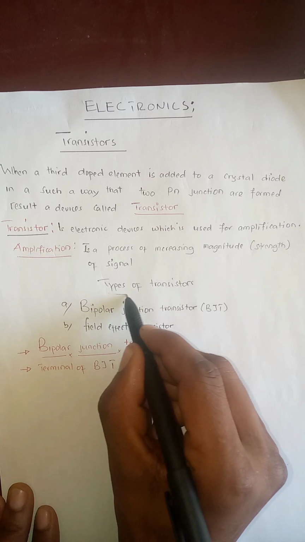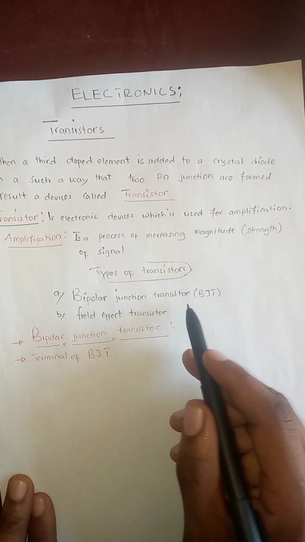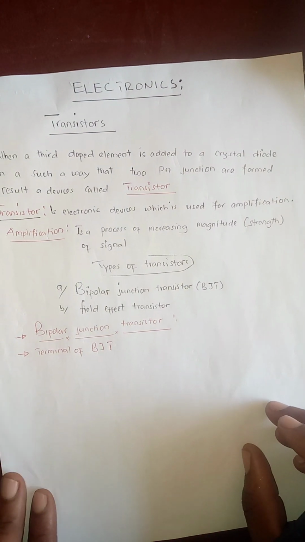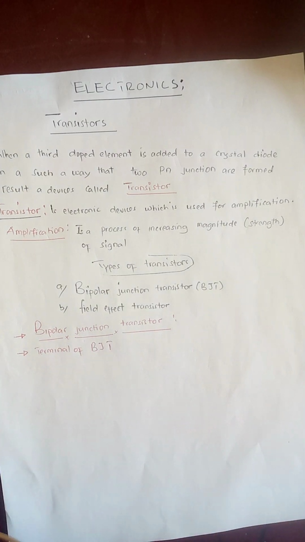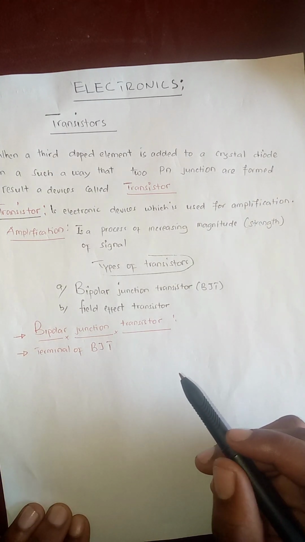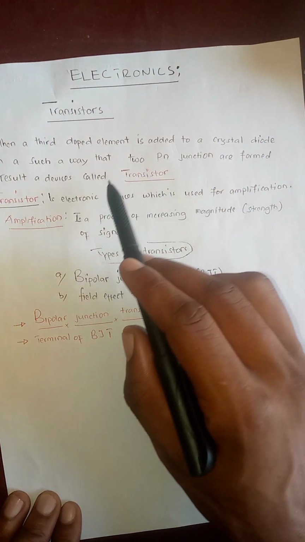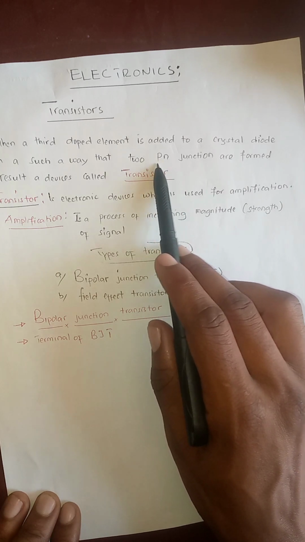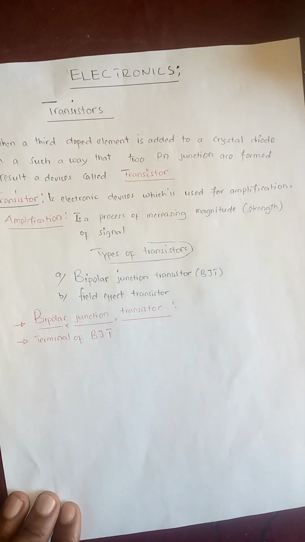We also have the types of transistors. We have bipolar junction transistors and field effect transistors. In our level, let us start with bipolar junction transistors. A bipolar transistor is the kind of transistor formed when we add a PN junction with another N or P; then it is called a bipolar transistor.